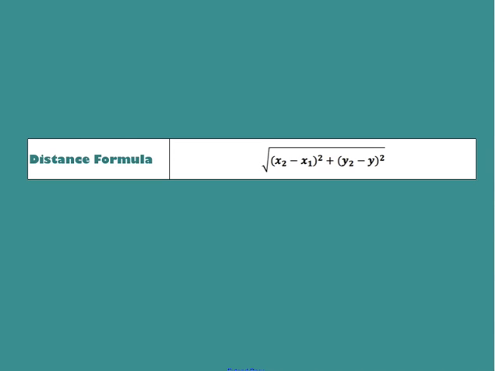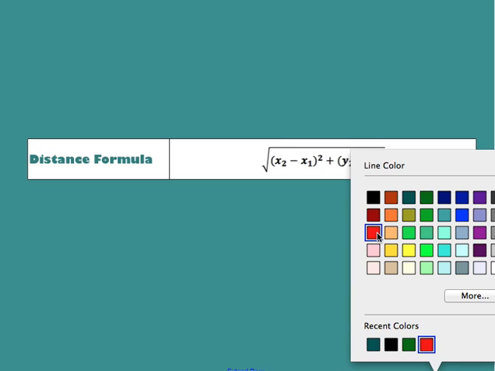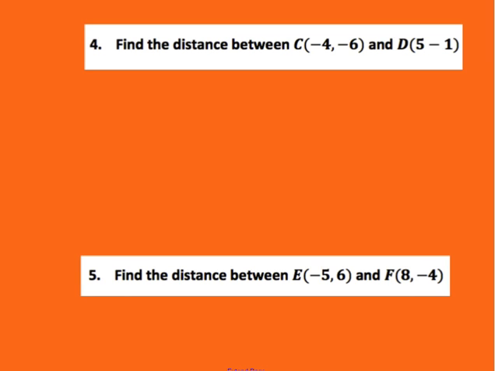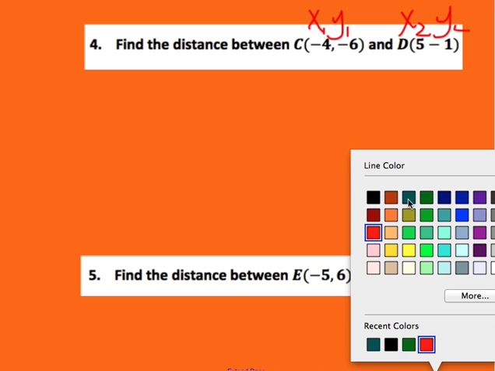So this is what the distance formula looks like. It's the square root of (x2 minus x1) squared plus (y2 minus y1) squared. This is if you're given 2 points, x1, y1, and x2, y2. That's where this is going to come in handy. So let's go ahead and take a look at that in regards to number 4. For number 4, we want to find the distance between those two. To start off with, I want to label my points: x1, y1, x2, y2.